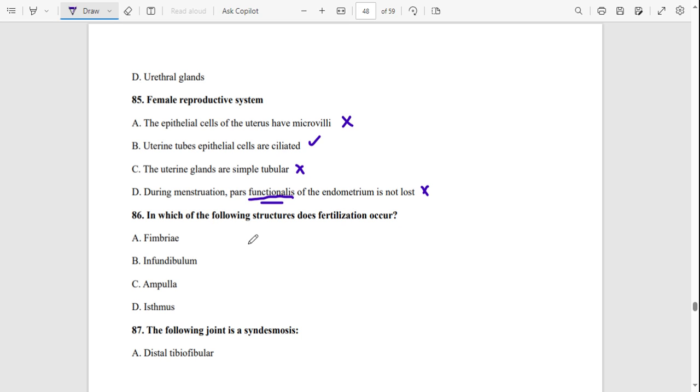In which of the following structures does fertilization occur? Fertilization is more likely to occur in the ampulla. The following joint is a syndesmosis. Now, when we are talking about joints, joints can be classified into anatomical joints and physiological joints. Every time we hear physiological, we are looking at the function that they perform. Anatomical is structure.